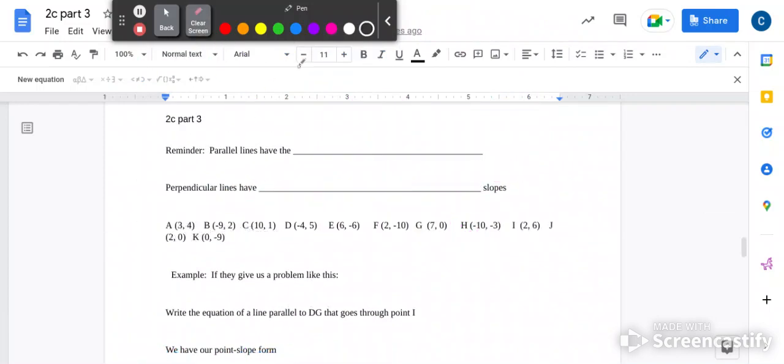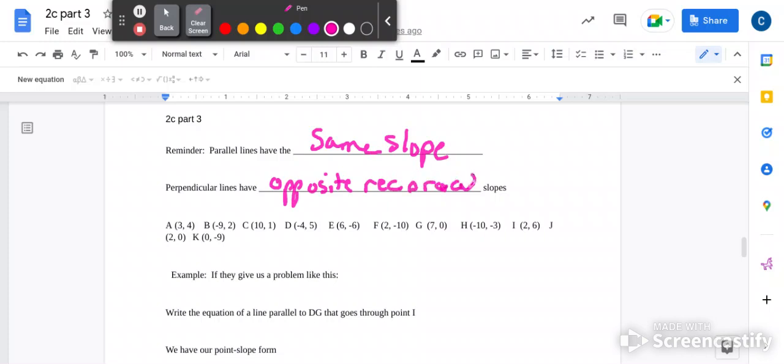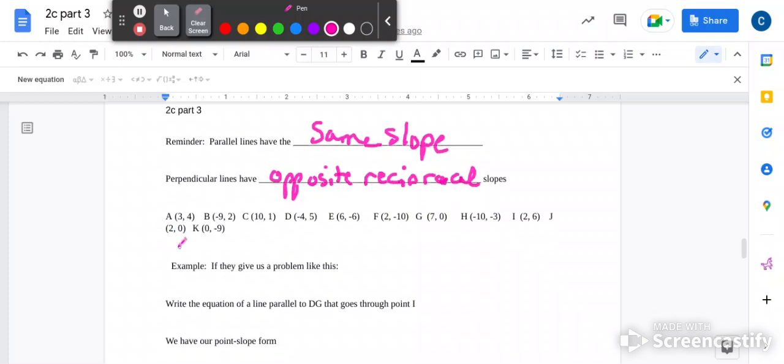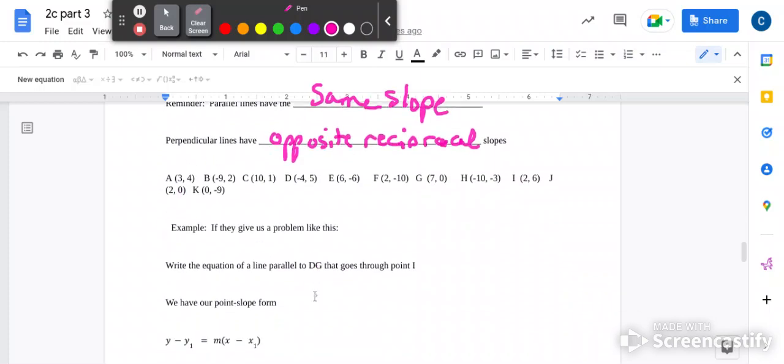All right, coming to the third page here, just a reminder, parallel lines have the same slope. Perpendicular lines have opposite reciprocal slopes. We talked about this yesterday. So say they give us a problem like this: write the equation of a line parallel to DG that goes through point I.